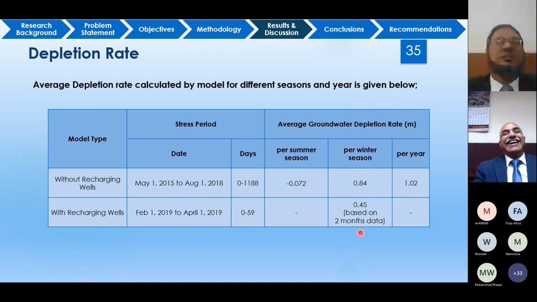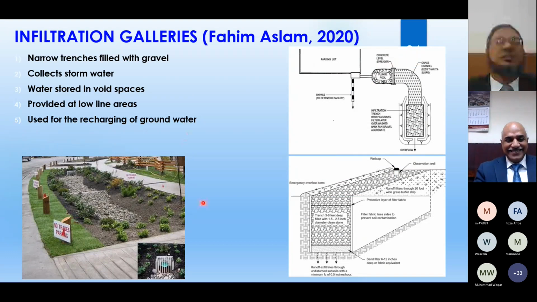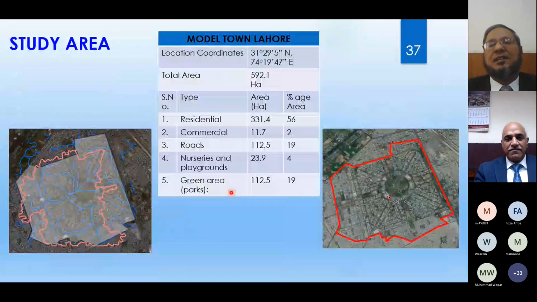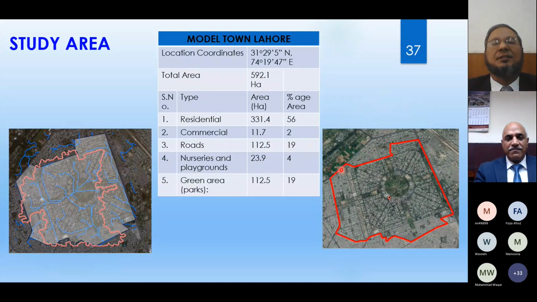The other case was the infiltration galleries, which are narrow trenches like this, and these are filled with gravels. This work was done basically by one student, Fahim Aslam, our MSc student, and MODFLOW was applied to the model town area. Its total area was 592 hectare, and further details of the drainage network are given here.